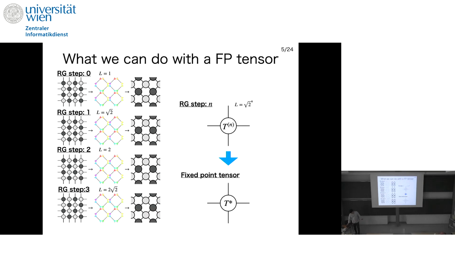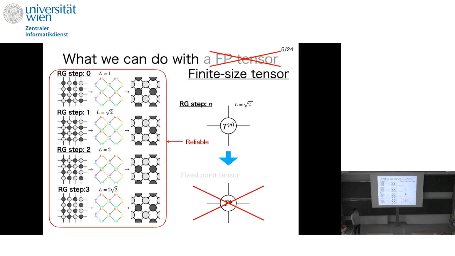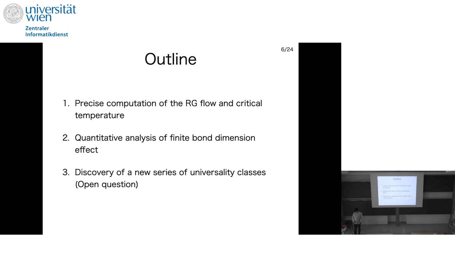So instead of focusing on what we can do with a fixed point tensor, my idea is what we can do with a finite size tensor, which is like this one, this one, this one. What we can do. So today's talk is as follows. First, I'll introduce that with a finite size tensor, you can compute the RG flow of the numerical system. And with that, you can visually see the phase transition with high precision. And then I move on to the quantitative analysis of the finite bond dimension effect.